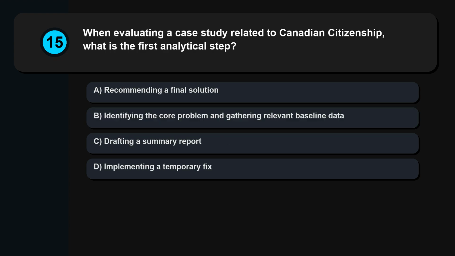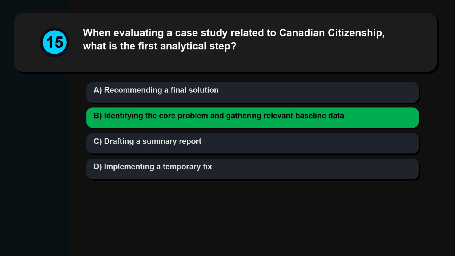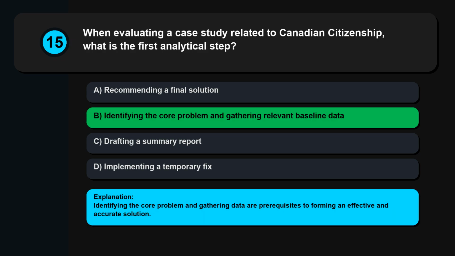Question 15. When evaluating a case study related to Canadian citizenship, what is the first analytical step? Recommending a final solution, identifying the core problem and gathering relevant baseline data, drafting a summary report, implementing a temporary fix. Identifying the core problem and gathering data are prerequisites to forming an effective and accurate solution.